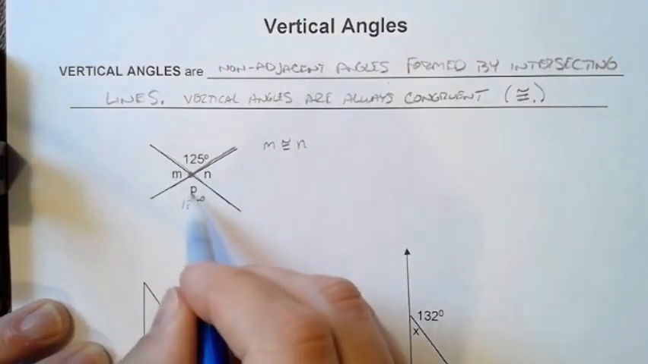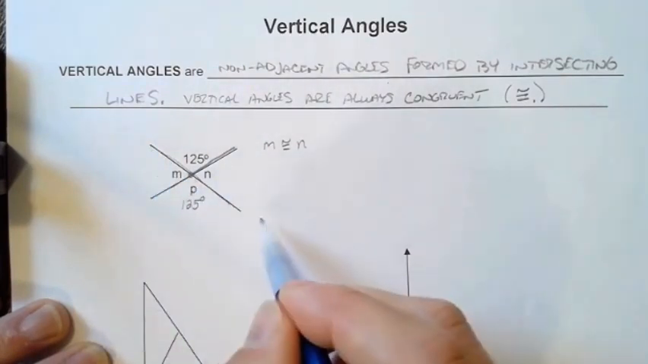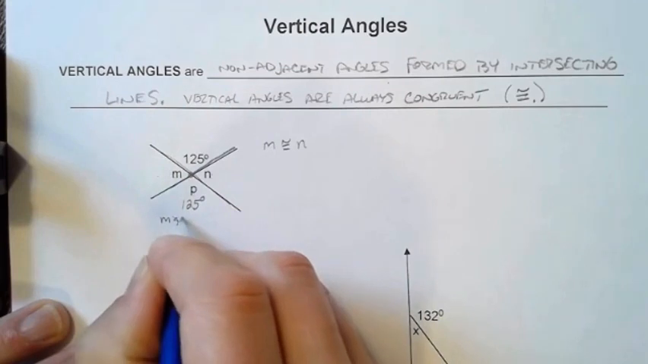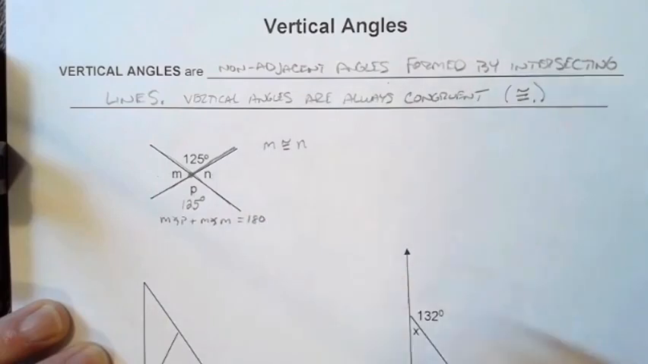If I wanted to get the measure of angle M or angle N, well, I do know that angles M and P are supplementary. They form this straight angle right here. So that means that the measure of angle P plus the measure of angle M has to be 180 degrees.